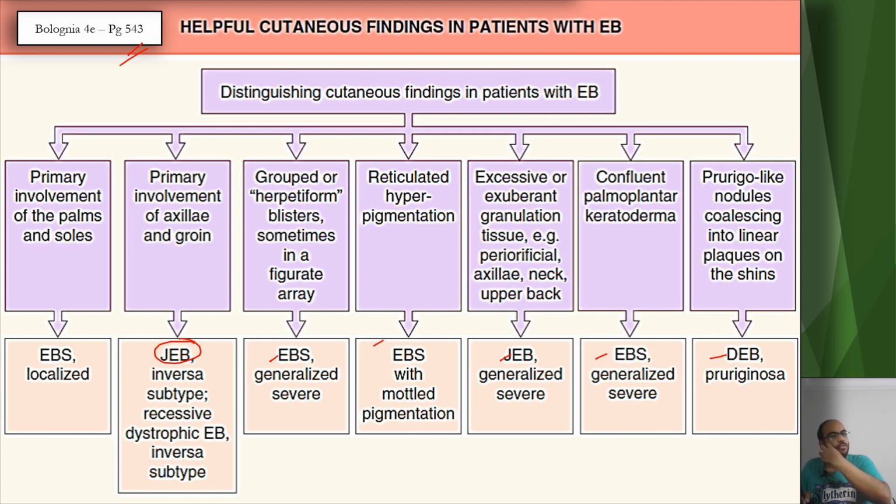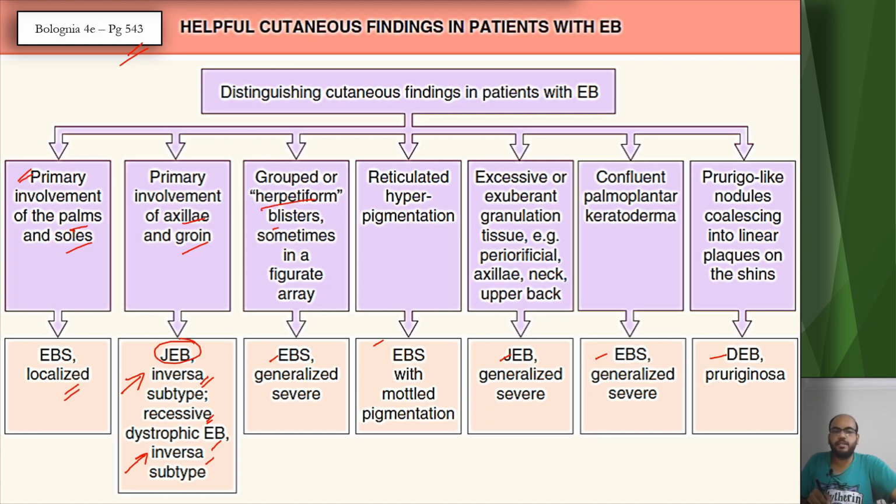But the importance of this flowchart lies in the clinical manifestations, which can point you towards a certain type of EB. For example, if there's a primary involvement of palms and soles, it could be EB simplex localized, because only the local areas are involved. If there's primary involvement of axilla and groin, then it's the inverse type. Remember while we were studying junctional EB that there is an entity known as junctional EB inversa, in which the inverse areas or the fold areas are affected. It can also be seen in recessive dystrophic EB inversa. You have to just remember that the involvement of the body folds is more in inversa type.